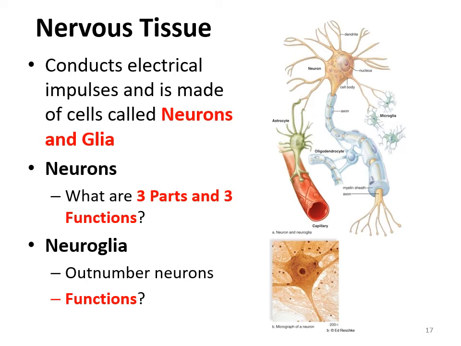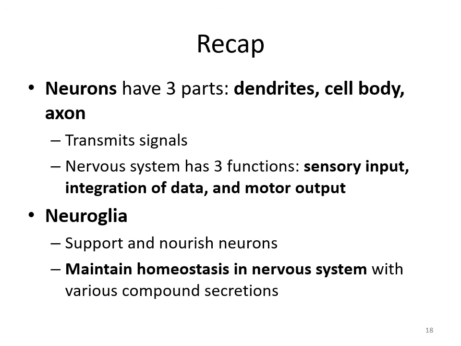They basically maintain homeostasis, meaning equilibrium and balance, in the nervous system with their various secretions that they can put out. Okay, so neurons are the ones involved in the main signals of the nervous system. And then the neuroglia are the ones involved in supporting and nourishing and keeping those neurons stable. Okay, again, here's one of the recaps that I promised you to pause and jot down your notes.